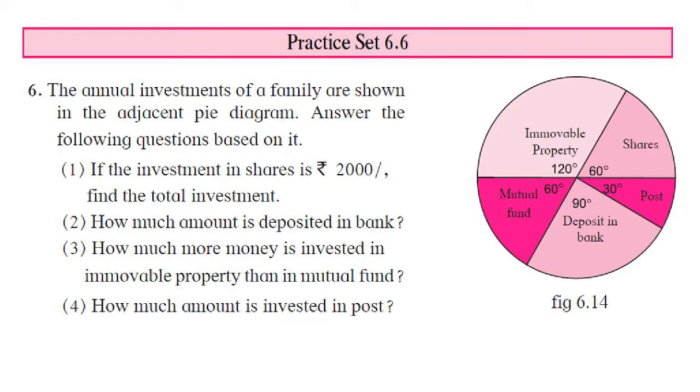The first question is, the investment in shares is 2000 rupees. They invested 2000 rupees in shares. You have to find out the total investment. In the previous question, the total amount was given. Here we have to find the total. Question number 2 is, how much amount is deposited in a bank? Question number 3 is, how much more money is invested in immovable property than in mutual fund? You have to relate the difference. And the last, 4th sub-question is, how much amount is invested in a post?